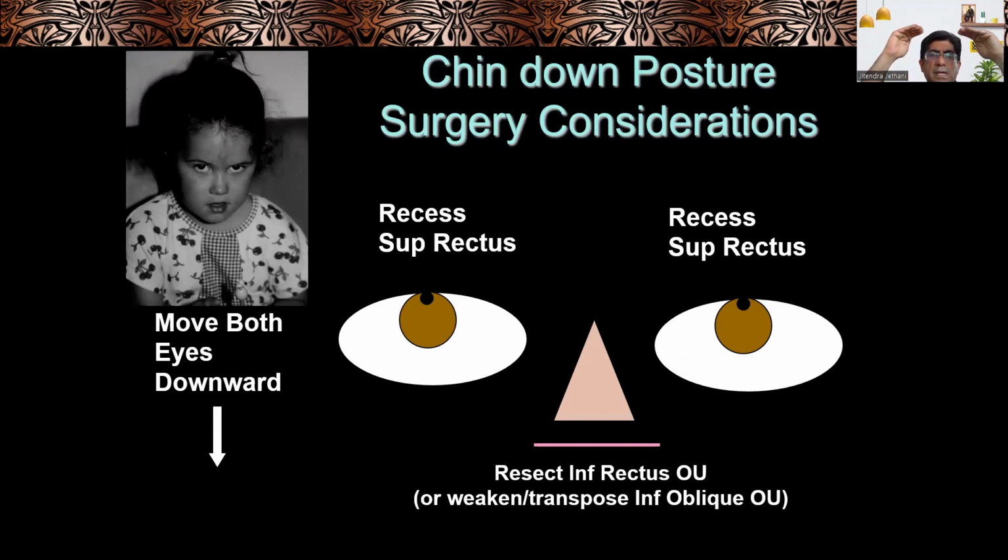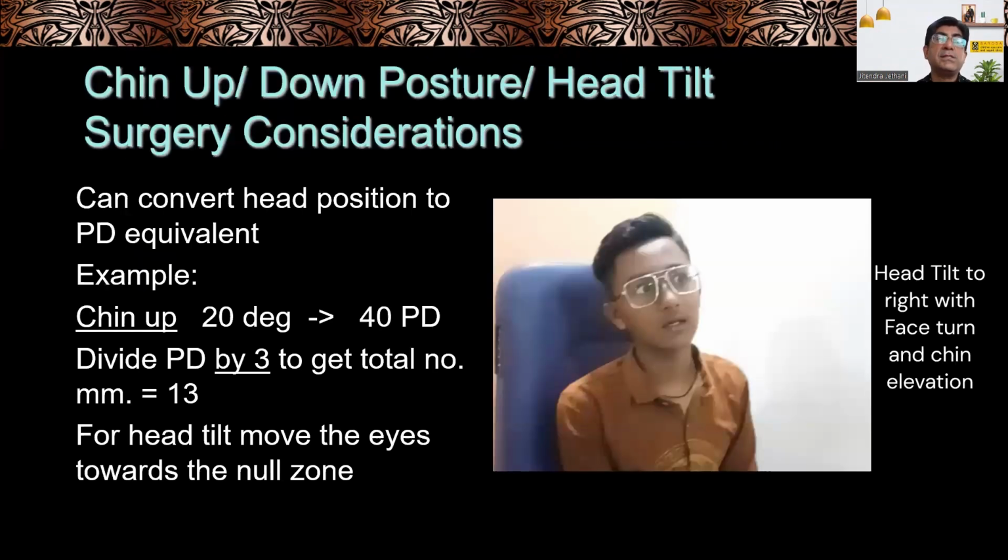The null zone is in an up position, and you have to bring the eyes down so that the null zone, which is in the up gaze, comes in the primary position. So you will recess the superior rectus and resect the inferior rectus depending on how much the null zone is.